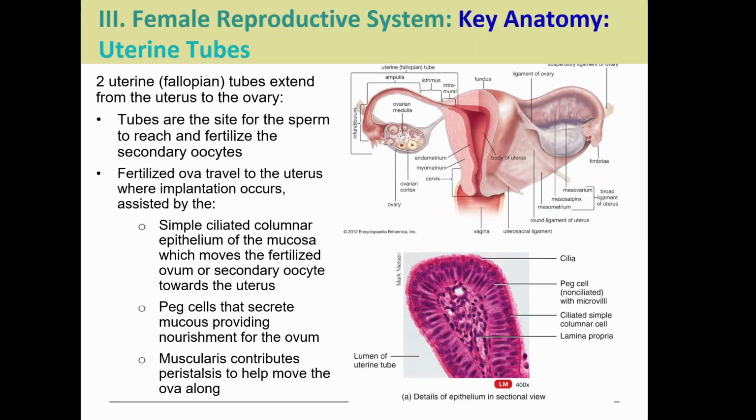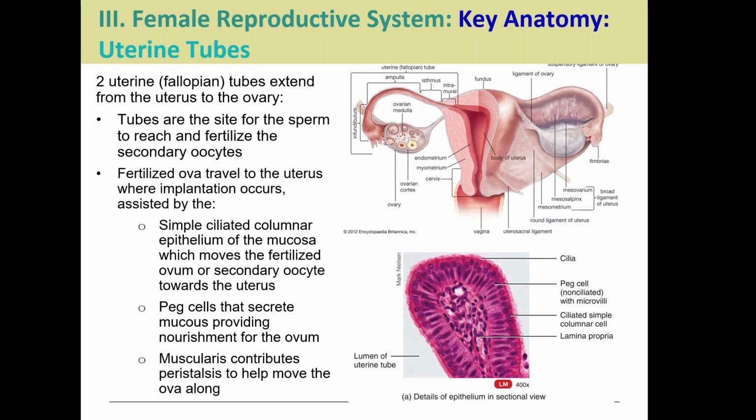We also have the 2 fallopian tubes, which are going to extend from the uterus to the ovary. This is where we have sperm coming into contact with an egg to fertilize the oocytes. It's also where fertilization is going to occur. So fertilization occurs in the fallopian tube.